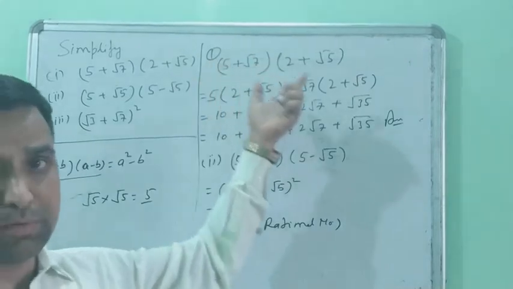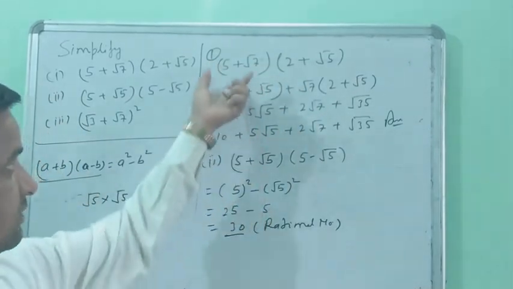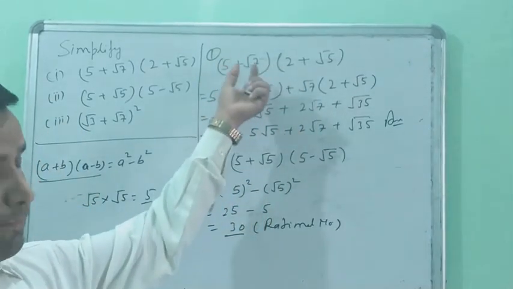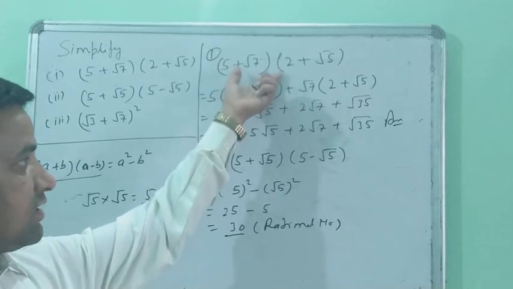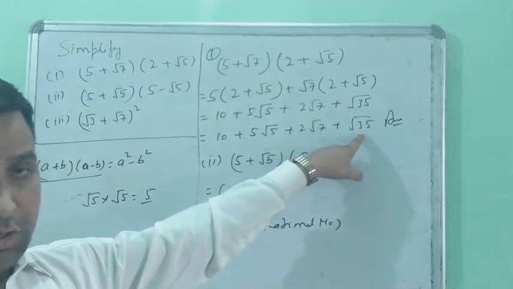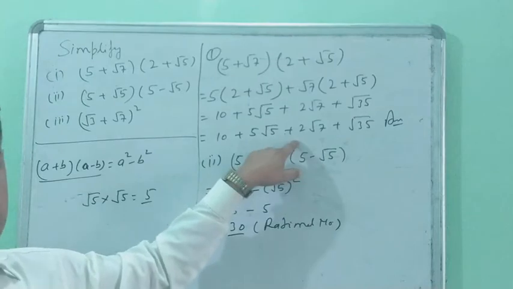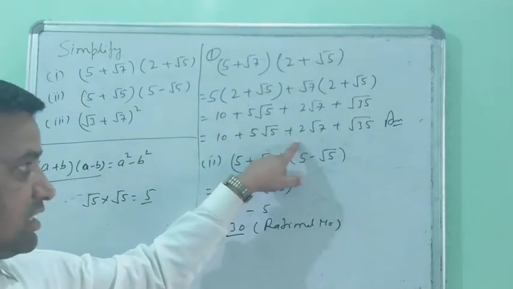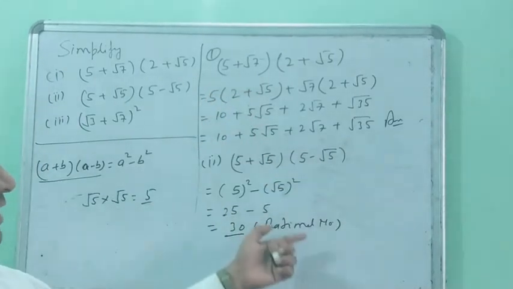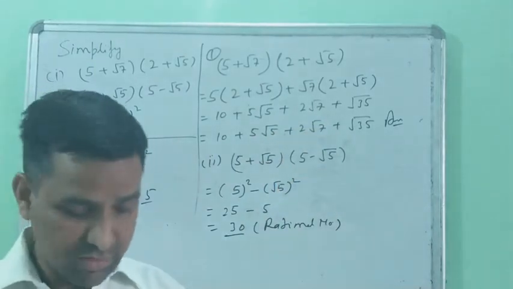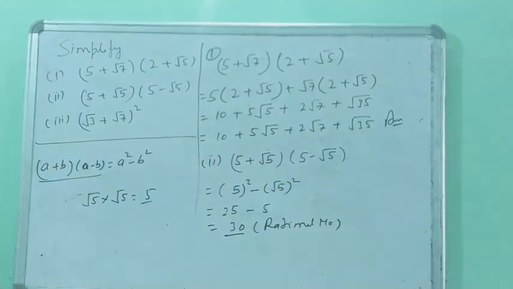Which type of value is given here? The values are irrational, but the result will not always be rational, and it will not always be irrational. Sometimes it comes rational, sometimes it comes irrational. So, and the third part here. First of all, note it down.